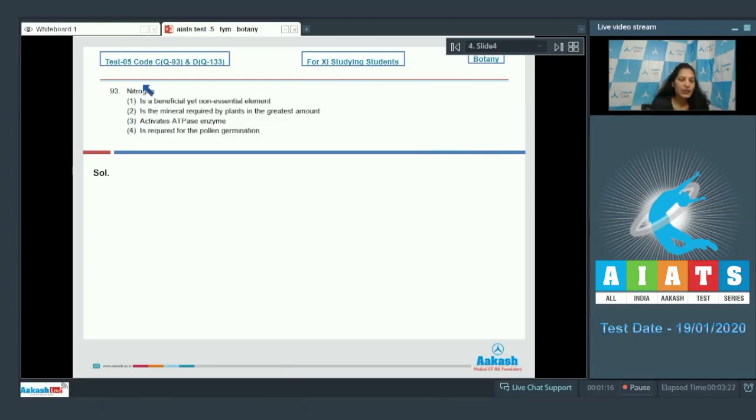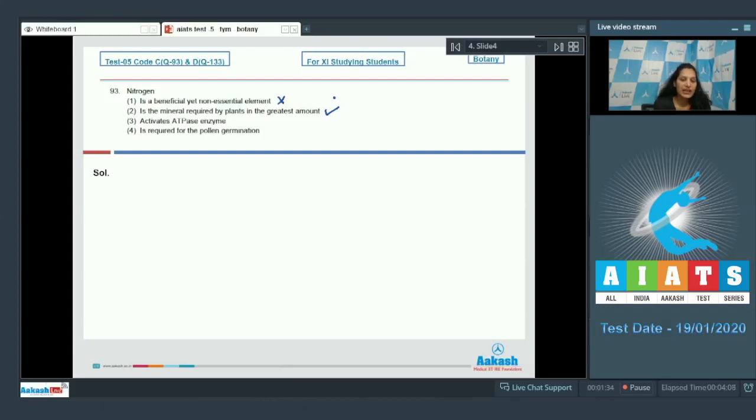Question number 93. Nitrogen is a beneficial yet non-essential element. Nitrogen is an essential element. So this is incorrect. Second one, it is the mineral required by plants in the greatest amount. This is correct. Why? Because nitrogen is a component of nucleic acids such as DNA and RNA. And it is a component of some vitamins and amino acids. So yes, it is required by plants in greatest amount.